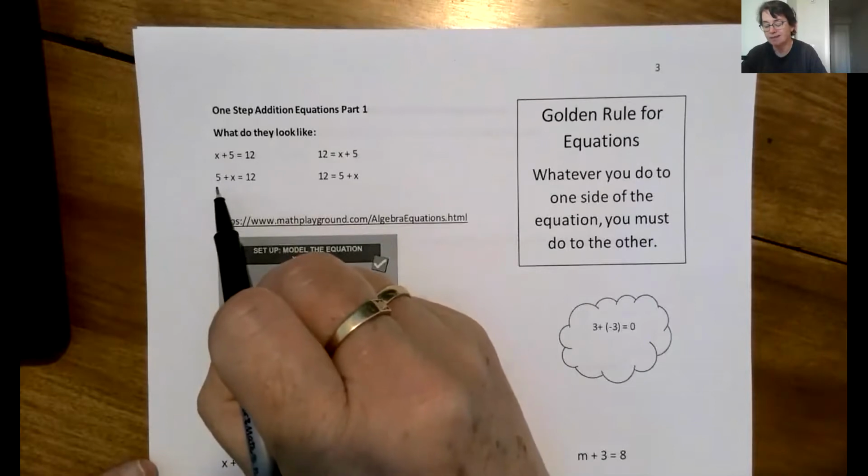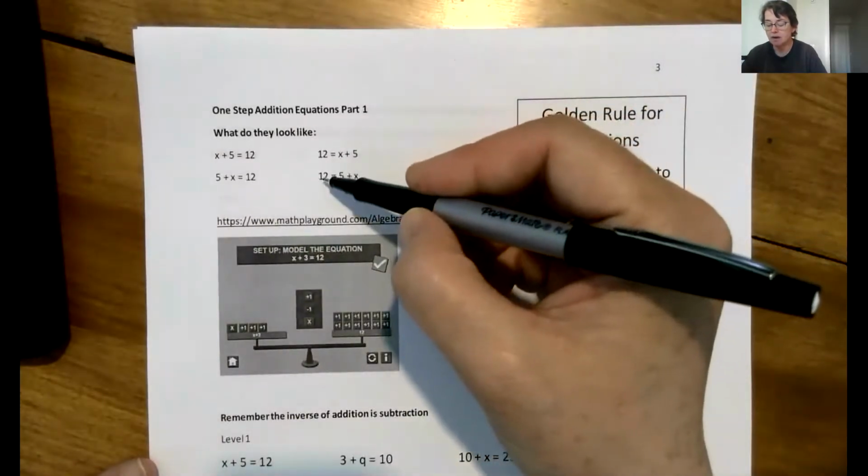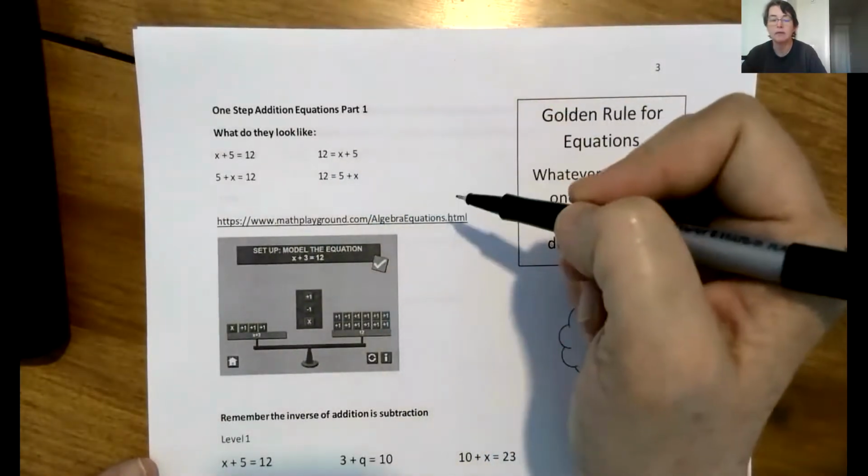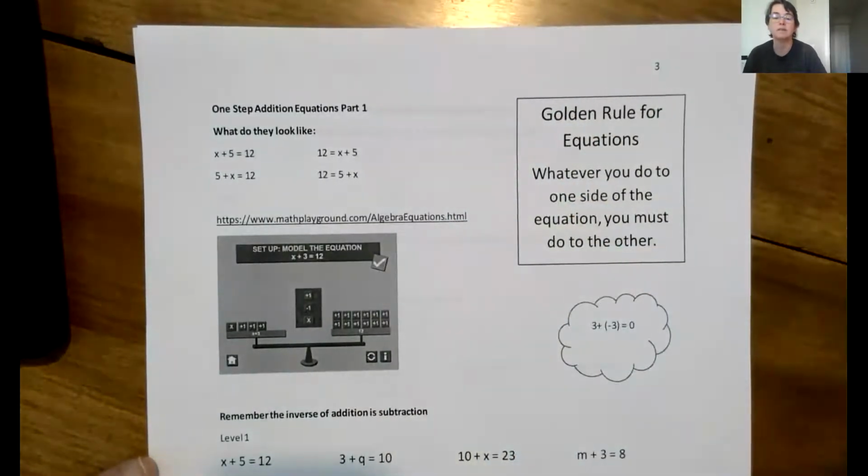And then I wanted to say it doesn't really matter whether the x comes first or the 5. And you can also have the number on the left-hand side and the variable on the right-hand side. So all of these are going to have the same equation, same answer.